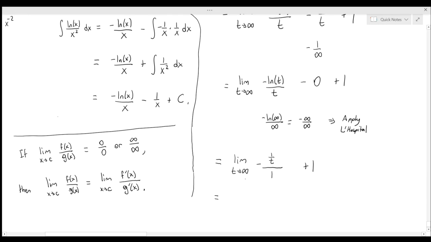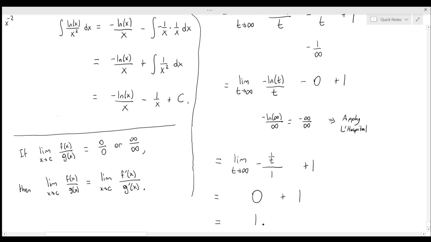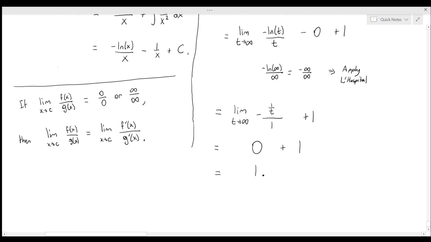And here, if you plug in infinity for t, you'll get 1 over infinity. And again, a number divided by infinity is just going to be 0. So in the end, we're just going to get 0 plus 1, which means we find that our improper integral converges and it evaluates to the value of 1. Okay?